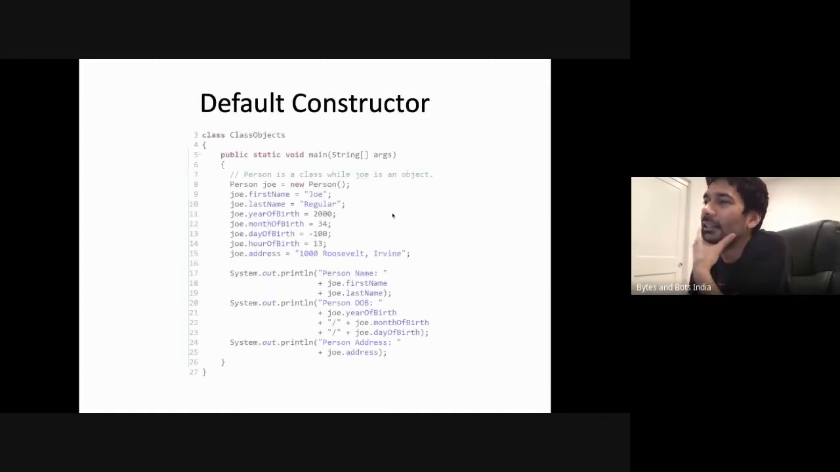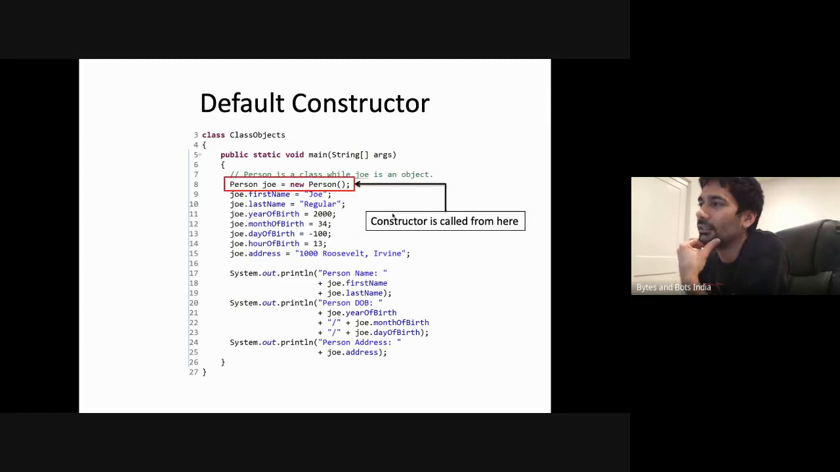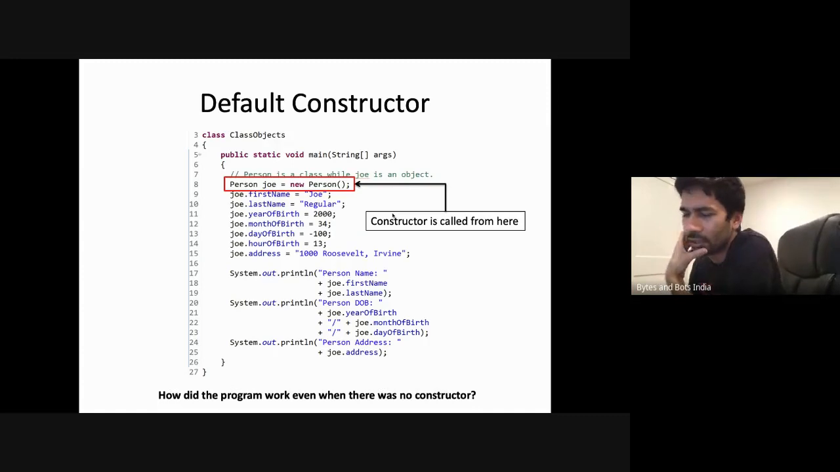All right, so you are right. The constructor is called from there. The moment we create a new object, the constructor gets called. Now, how did the program work even when there was no constructor is a question. What Java does is, when you don't write a constructor, Java automatically creates a default one for you. So even though we didn't write it, Java put that inside the class for us during compile time. So it was actually calling a constructor even when we didn't write it.